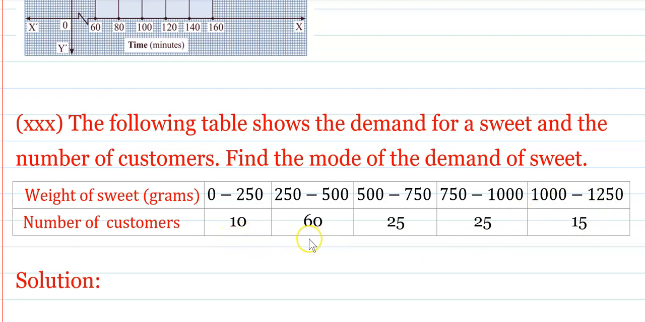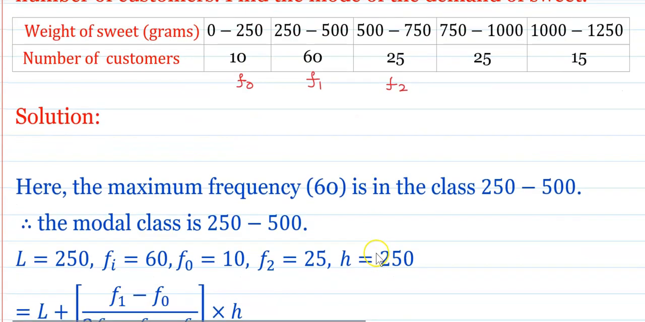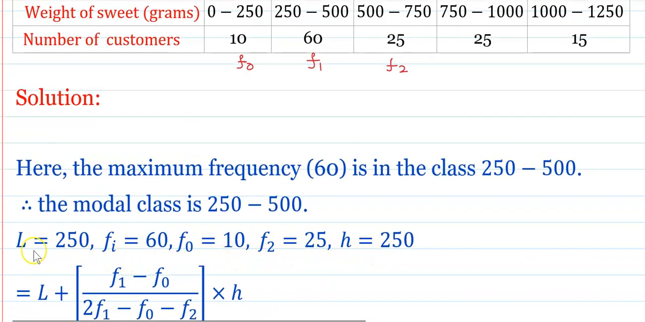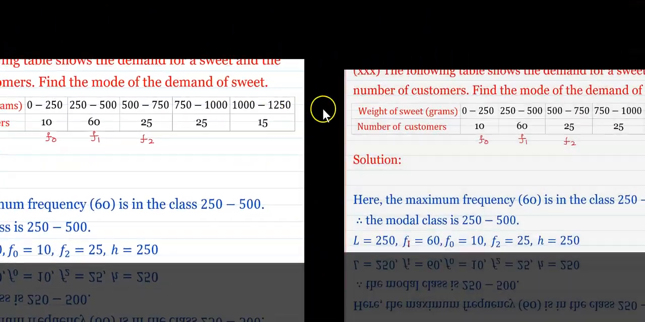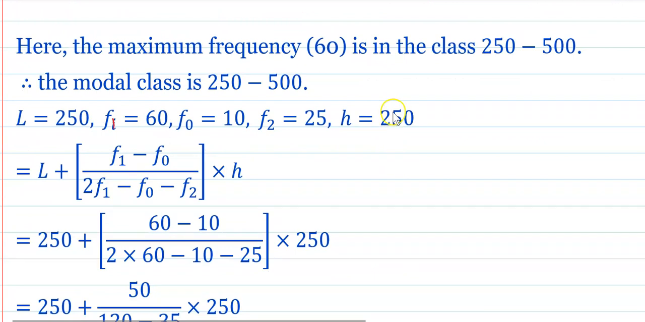What is the maximum here? This is the maximum value, and it is treated as F1. This is F0, and this is F2. Here the maximum frequency is 60, in the class 250 to 500. Therefore, L is 250, F1 is 60, F0 is 10, F2 is 25, and h is 250.